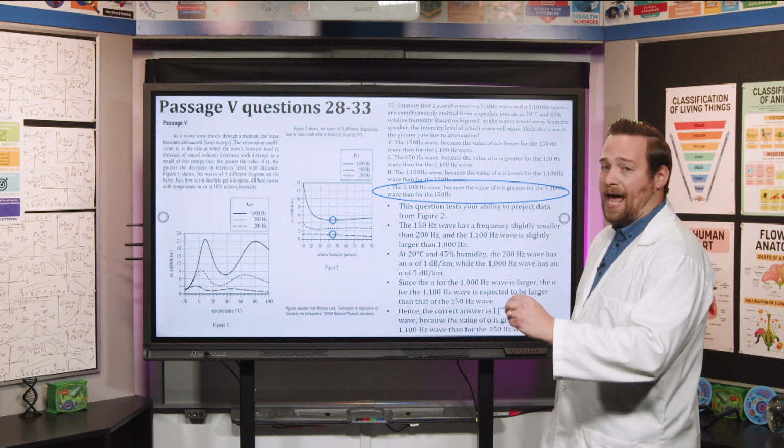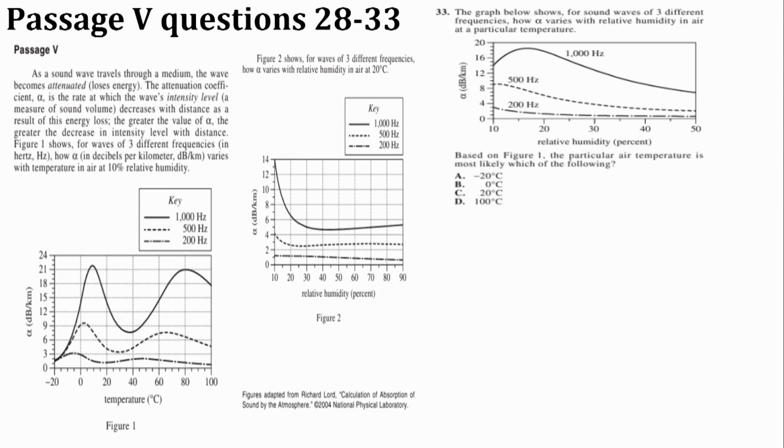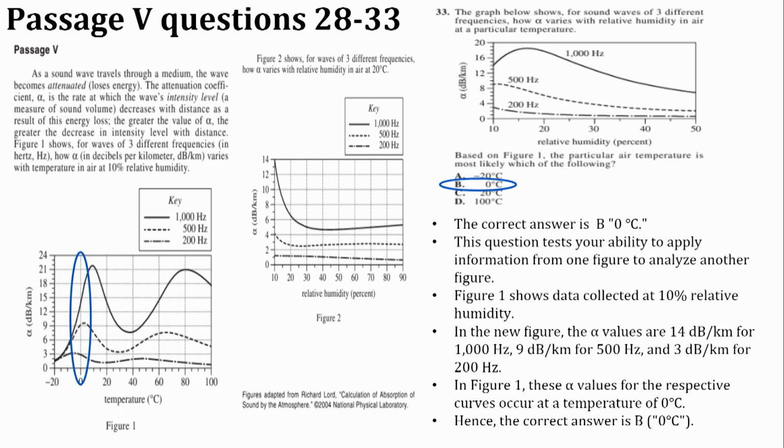All right, y'all, here's the last question for passage 5. This is 33. It says, the graph below shows for sound waves of 3 different frequencies how the attenuation varies with relative humidity in air at a particular temperature. Based on figure 1, the particular air temperature is most likely which of the following? Our answer choice here is B for 0 degrees Celsius.